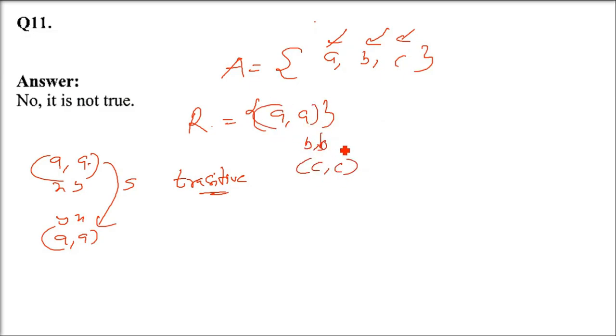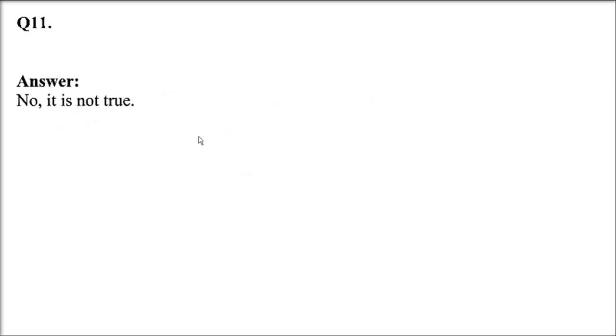To be reflexive, it has to have (b, b) and (c, c), because for reflexive, (a, a), (b, b), (c, c) should be there. So we prove it to be symmetric and transitive, but we also see it is not reflexive. That is why the statement is not true. Other examples also you can choose.